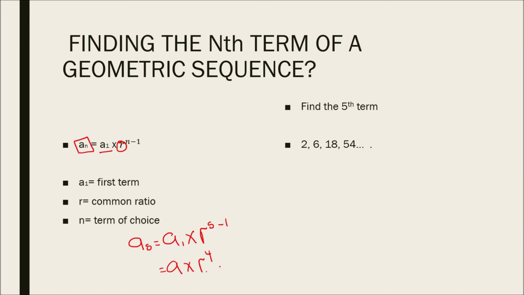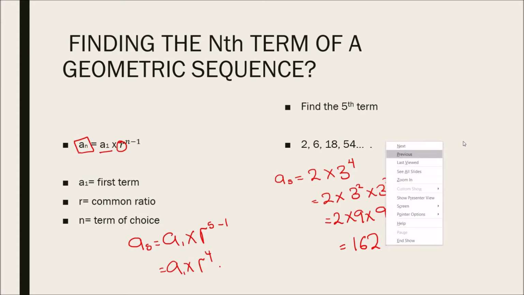Now we have a sequence 2, 6, 18, 54. Find the fifth term. So a5 here will be, what's our a1? Our a1 is 2. Our r is 3, that's 3 to the power 4. So 2 times 3 to the power 4 is the same thing as 2 times 9 times 9. 9 times 9 is 81. 81 times 2 should give me 162.